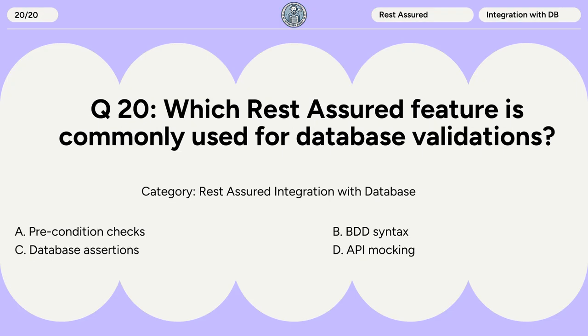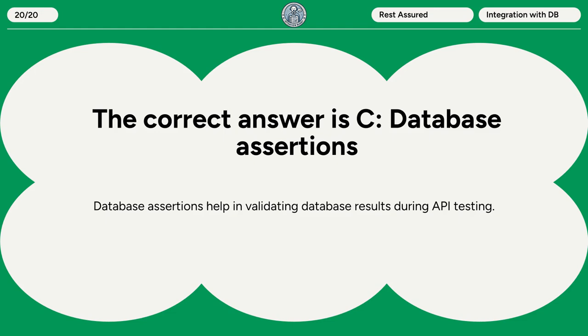Question 20. Which REST Assured feature is commonly used for database validations? A. Precondition checks. B. BDD syntax. C. Database assertions. D. API mocking. The correct answer is C. Database assertions. Database assertions help in validating database results during API testing.